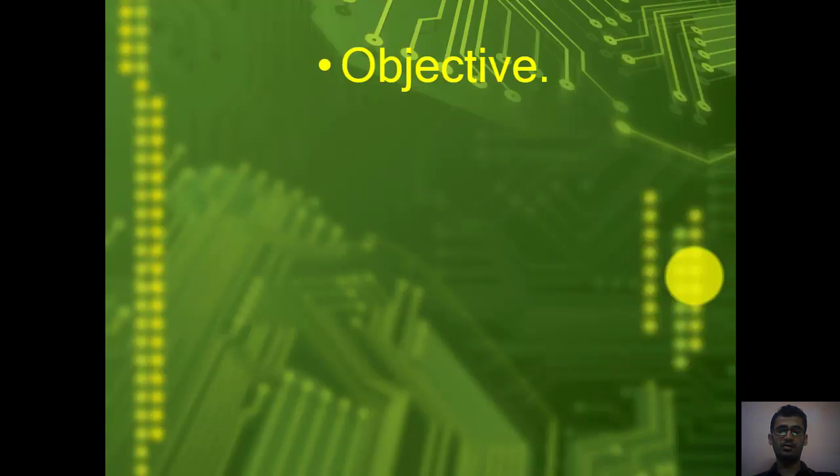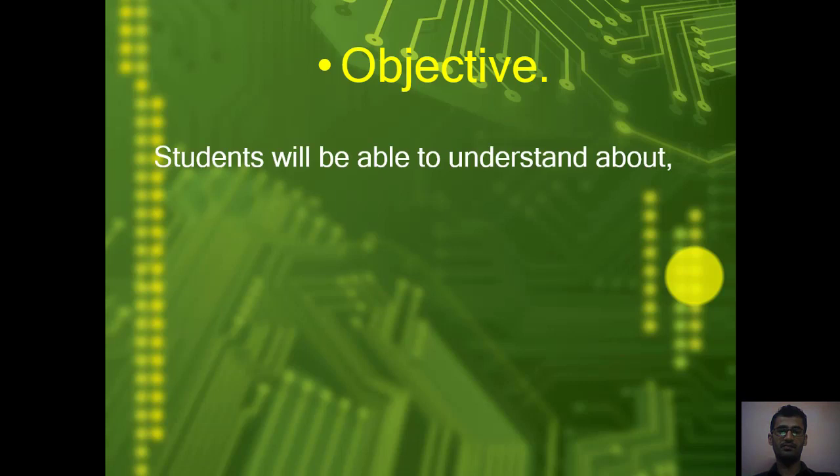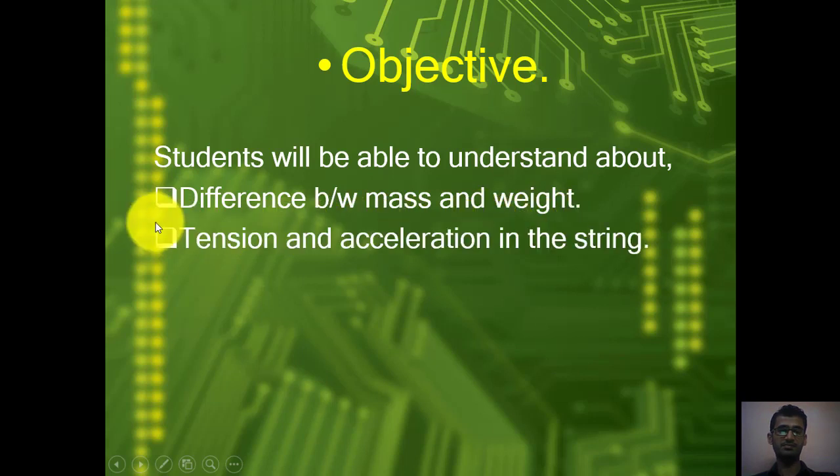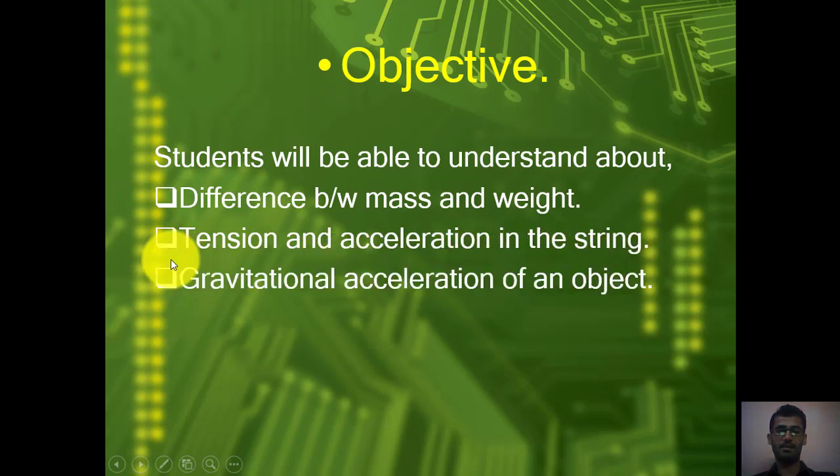The objective of our today's lesson is, at the end of the lesson, the students will be able to understand the difference between mass and weight, tension and acceleration in the string, and students will be able to calculate the gravitational acceleration of an object.